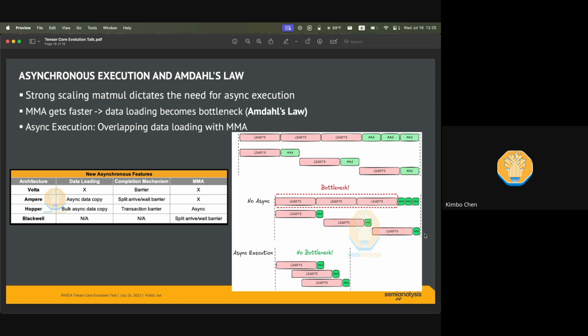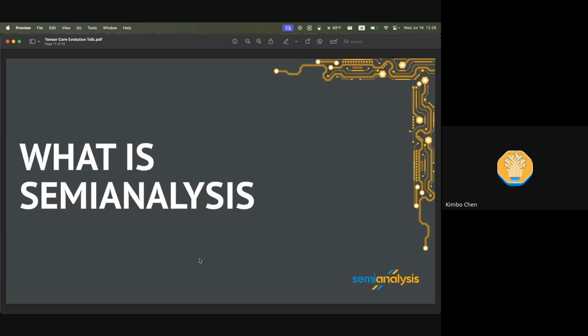Asynchronous execution has been a trend in NVIDIA's architectures. Every generation comes with new asynchronous features, which we don't have enough time to go through every one of. But if you're interested, please read the blog post. This is a summary table of the main features that are asynchronous. Okay, so that's pretty much the four main things.